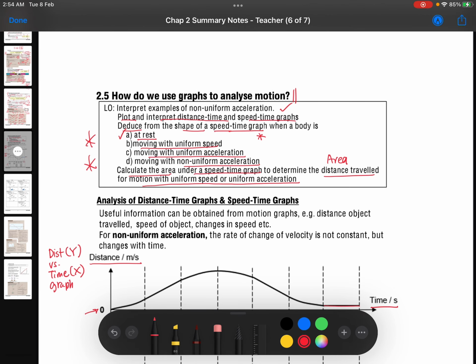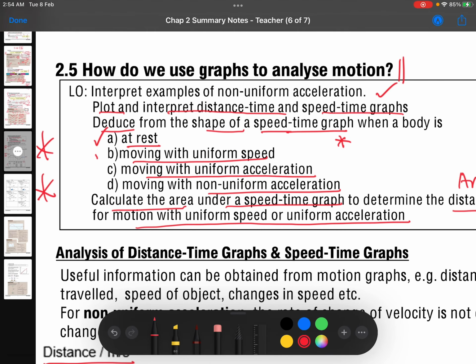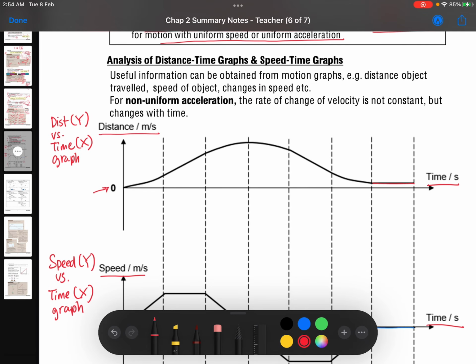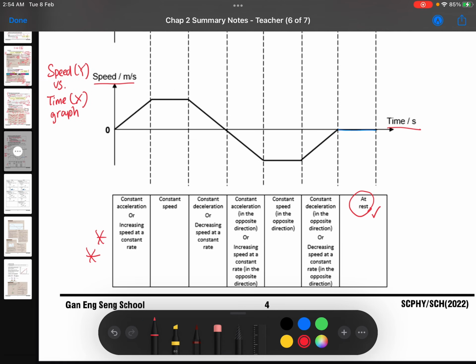So we covered the first part. Now let's move on to the second part. The second situation is from the shape of the speed-time graph or even the distance-time graph. Let's look at an object moving in uniform speed. Let's start with the speed-time graph. When we talk about uniform speed, we are actually talking about constant speed.